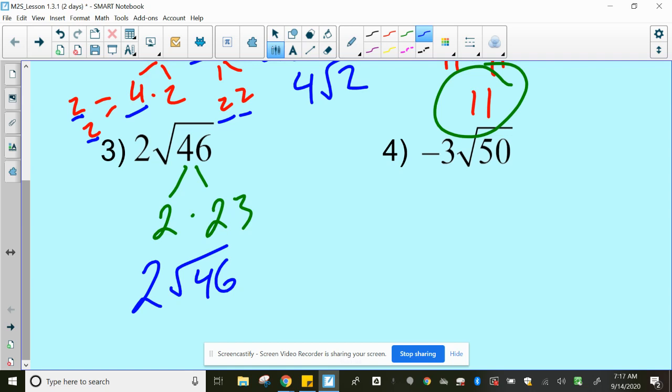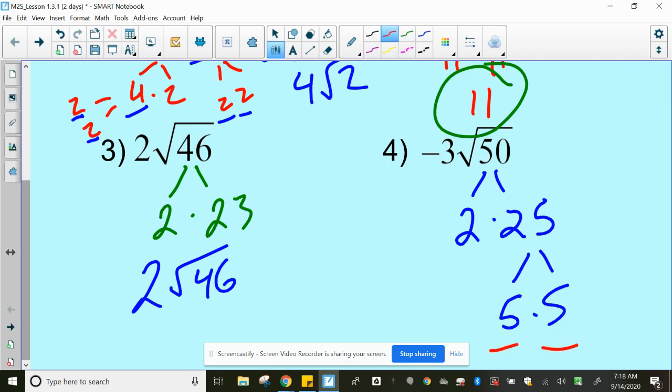Then negative 3 root 50, we want to break that down. So we could go to 25 times 2, and then 25 we could break down to 5 and 5. Well, there we have a pair. Remember, the 2 doesn't have anything that goes with it. So this negative 3 is still going to be in front. So negative 3 times, we have two 5s, that makes up just a 5 without the root, and then a root 2. And then we can simplify: negative 15 root 2.